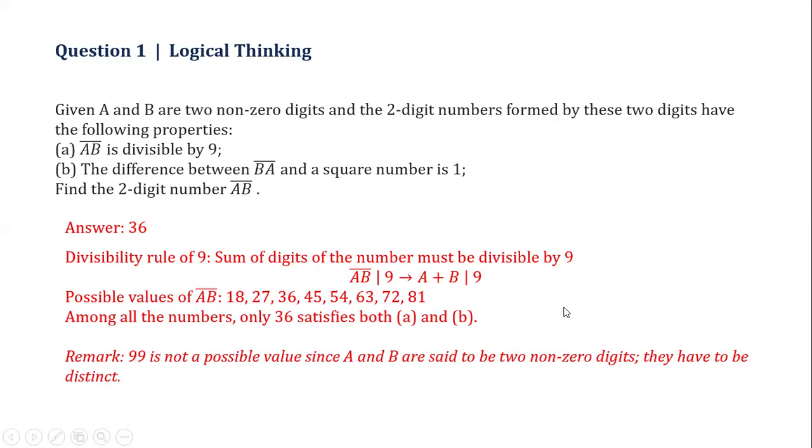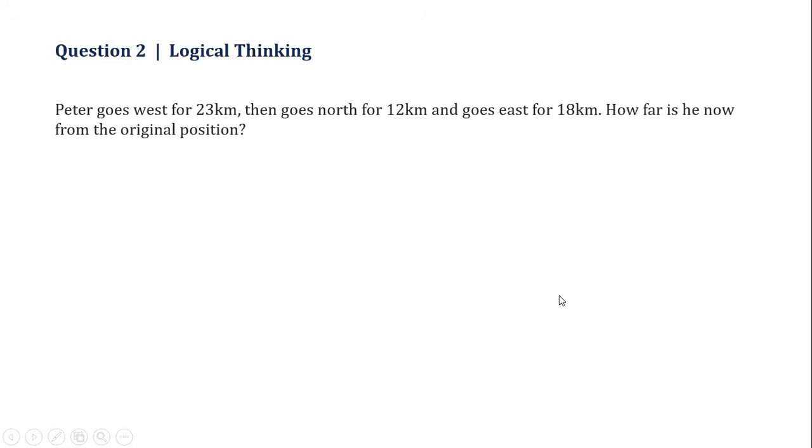Okay, we'll proceed to number 2. Peter goes west for 23 kilometers, then goes north for 12 kilometers, and goes east for 18 kilometers. How far is he now from the original position?